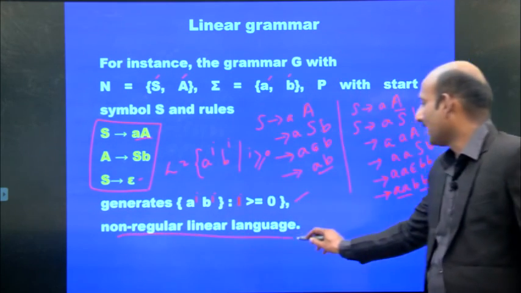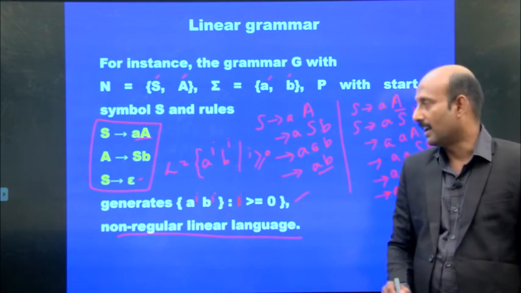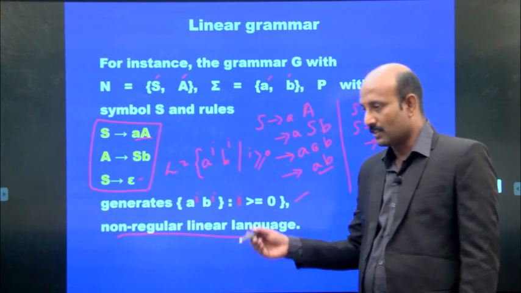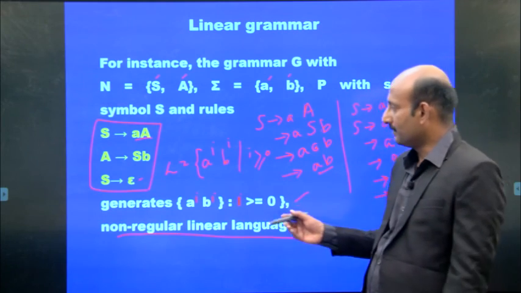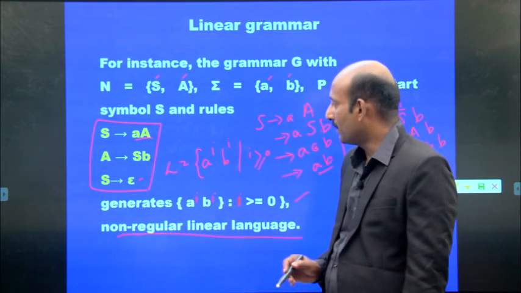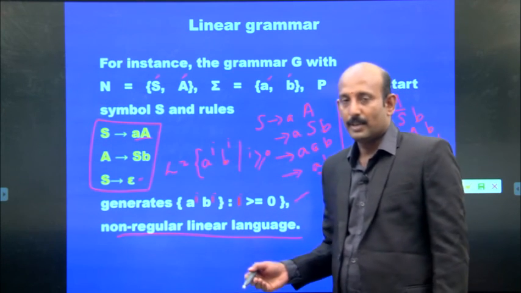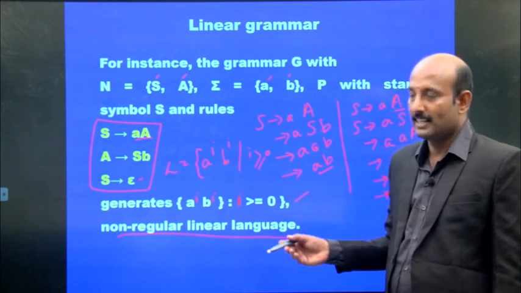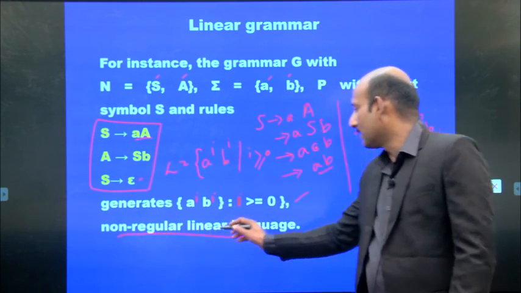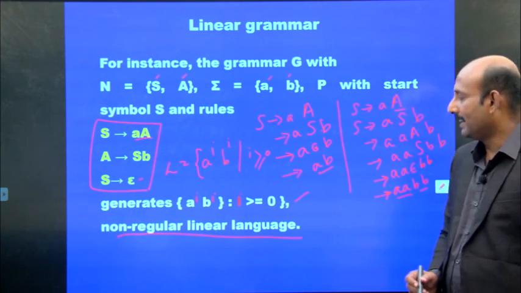But this language is a non-regular linear language. Why? Because it is not left linear, it is not right linear. From the given productions, it is a mixed type, a mixture of left linear and right linear. Whenever a grammar generates such languages, it is called a non-regular linear language.